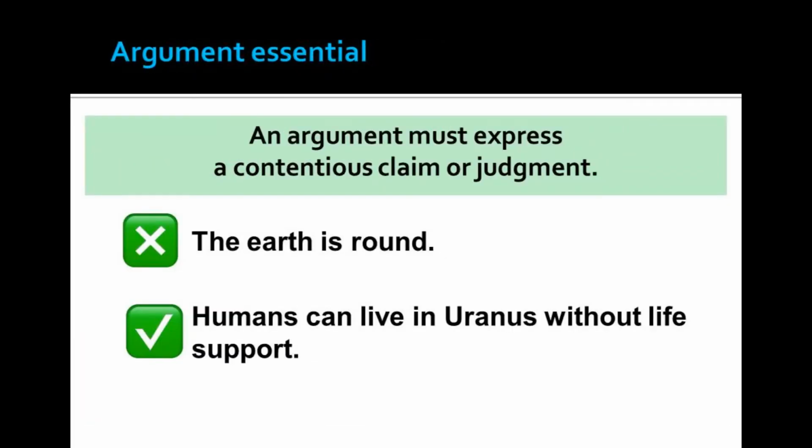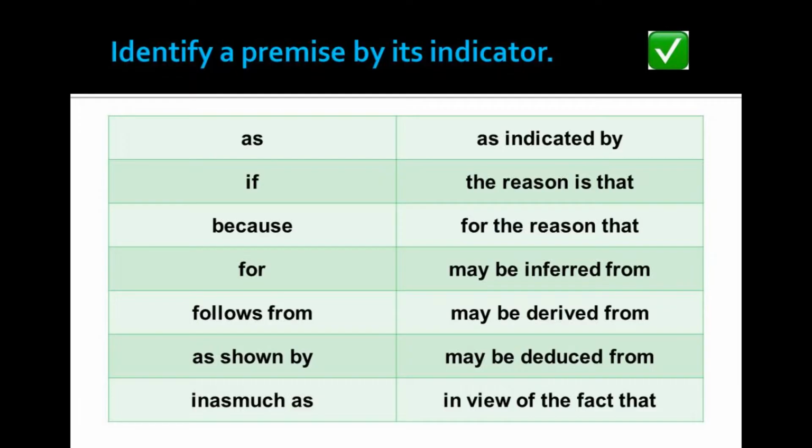Take note that an argument must express a contentious claim or judgment, that is, it's either true or false. As in this case, when you say the earth is round, that is not an argument, that is already established as a fact. But when you say humans can live in Uranus without life support, that is contentious, that is an argument. So what can help you distinguish between a premise and the conclusion in a statement?